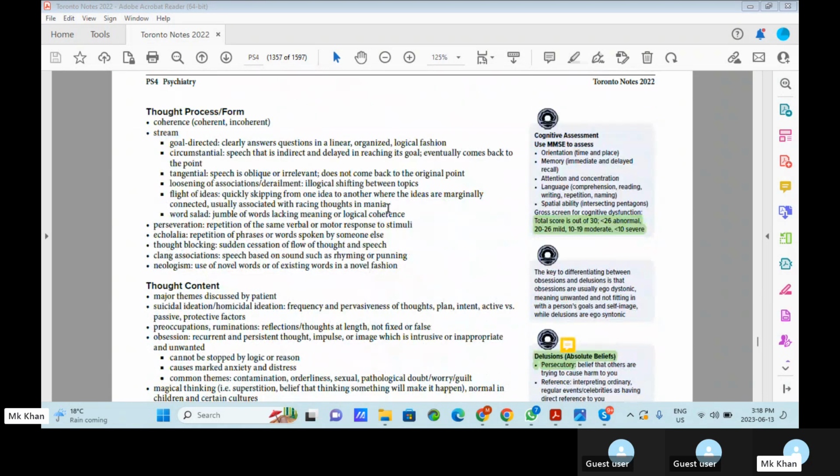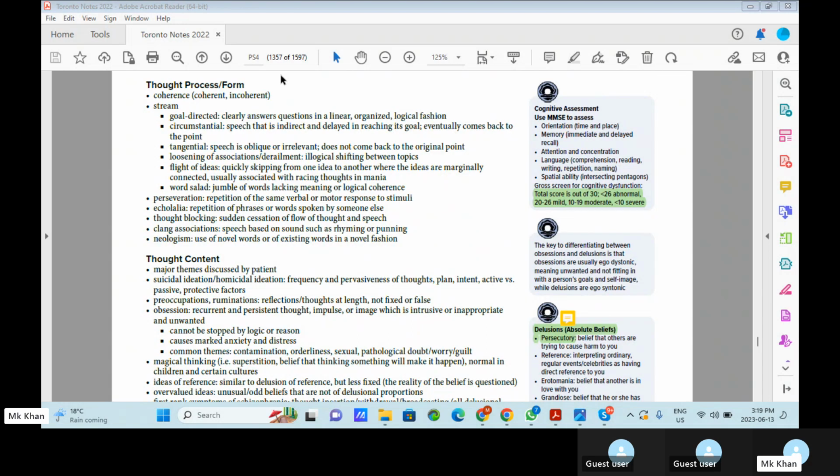So thought content is very important for all the psychiatric illnesses because it's a different kind of thought process. So what is goal directed? Clearly answering questions in a linear, organized, and logical fashion. So what you are asking the patient, they are giving you a direct answer, clear answers.